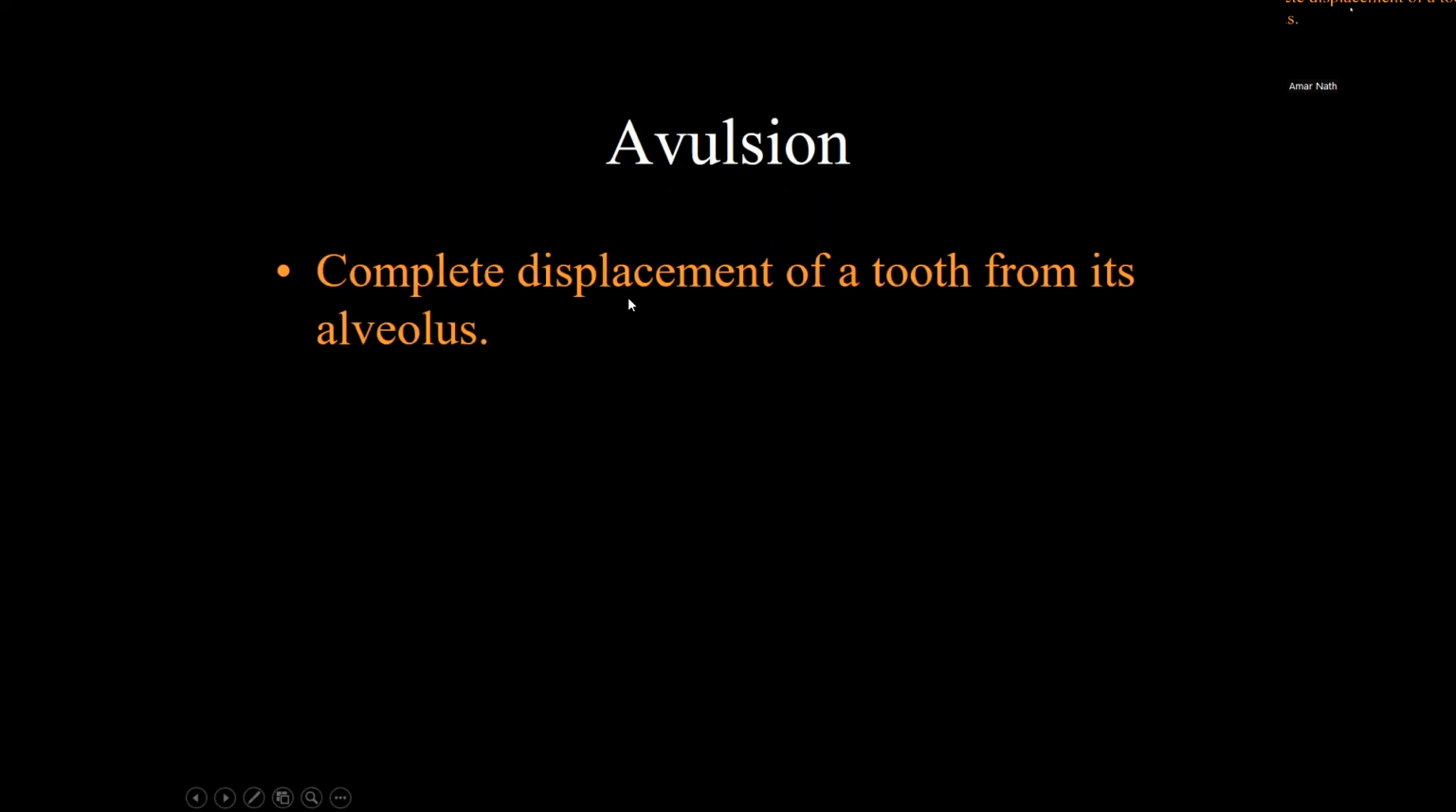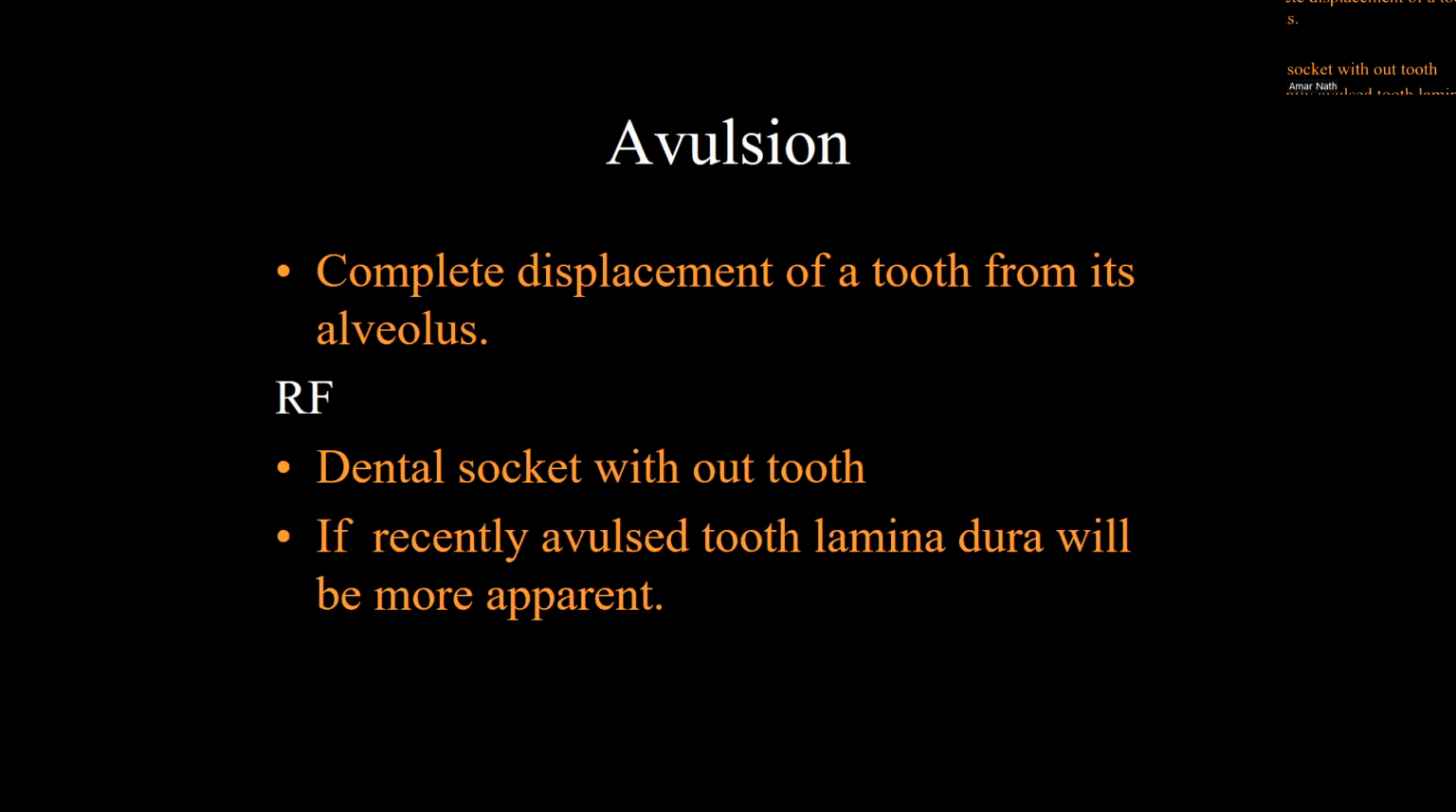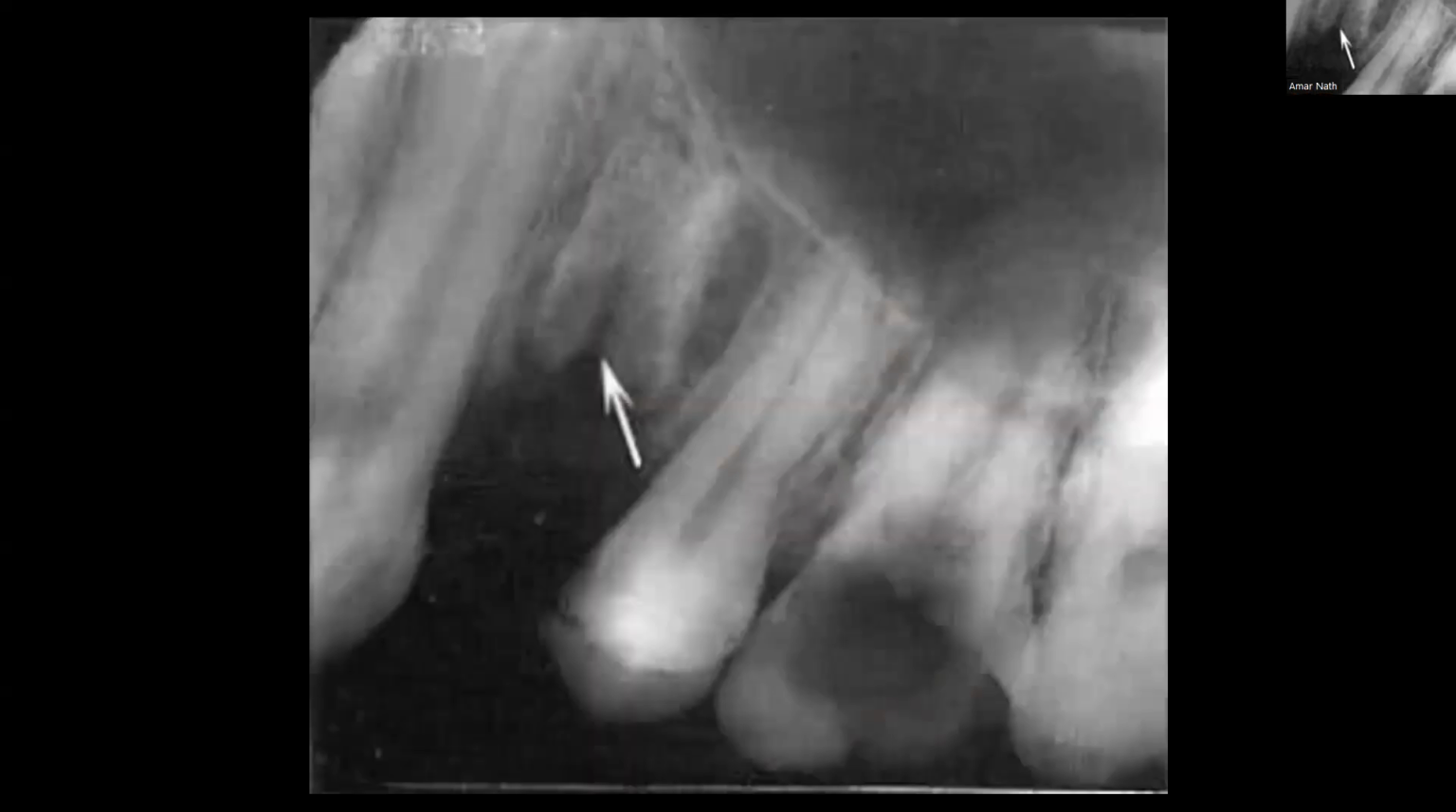This is avulsion. It is a complete displacement of a tooth from its alveolus. That is, you won't be able to see the tooth inside the socket. Dental socket without tooth. If recently avulsed, the lamina dura will be more apparent. See in this radiograph, you can see the lamina dura, which suggests that the tooth has been recently lost. If the lamina dura is not seen, then you can infer that the tooth has been lost for a while. Now here the lamina dura is not that apparent, so in this case the tooth has been lost for a while.